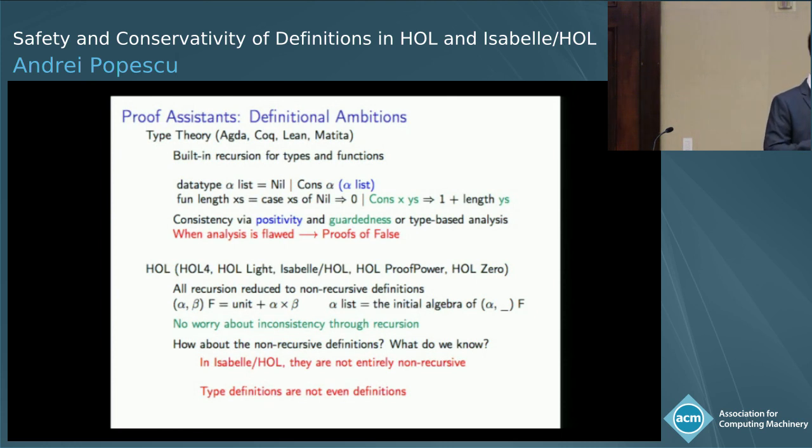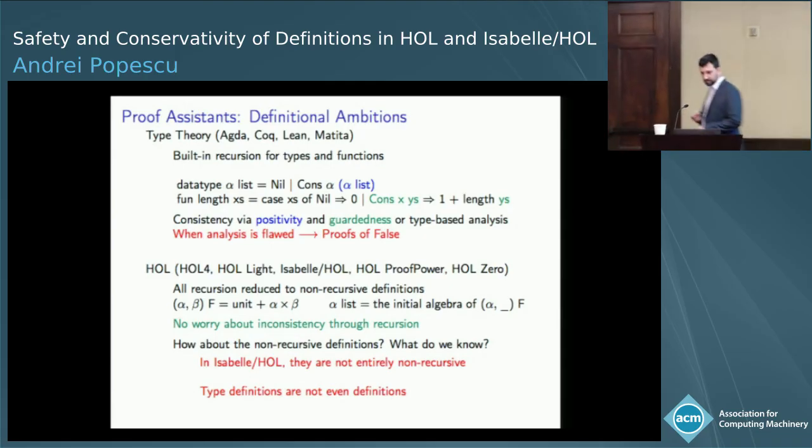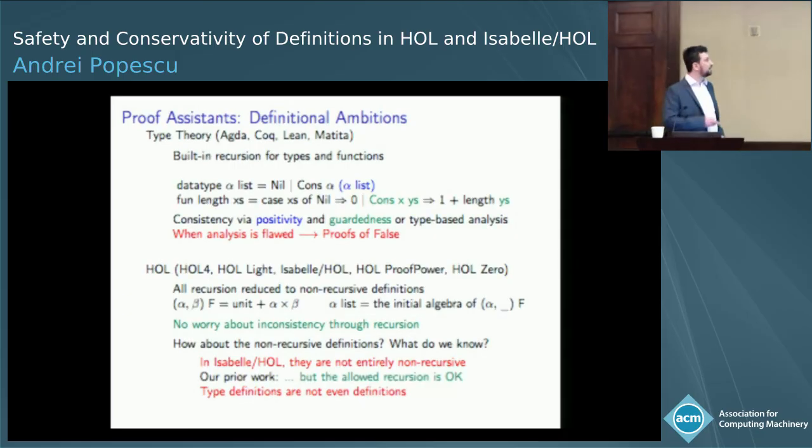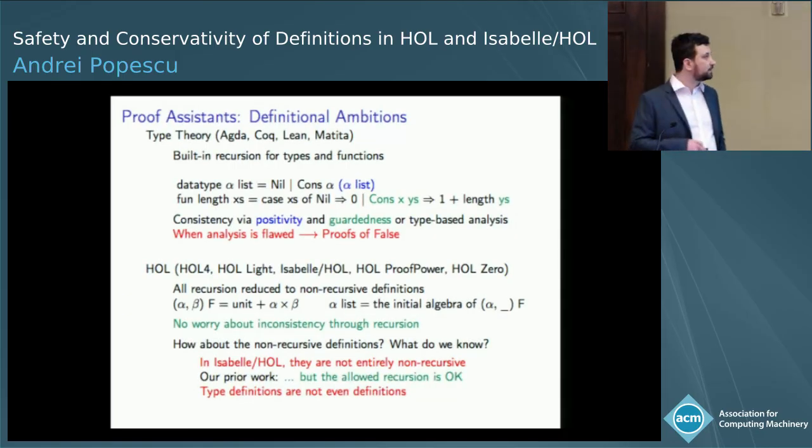Let's say with Isabelle HOL, you don't have a complete removal of recursiveness, and in general, in HOL, type definitions cannot be seen, or cannot be immediately seen, as definitions. And this is where our work started, with my co-author having detected one of the proofs of false in Isabelle in 2015, and we started working on not only fixing that problem, but also proving that the bits and pieces of recursion there that have caused the problem are okay.